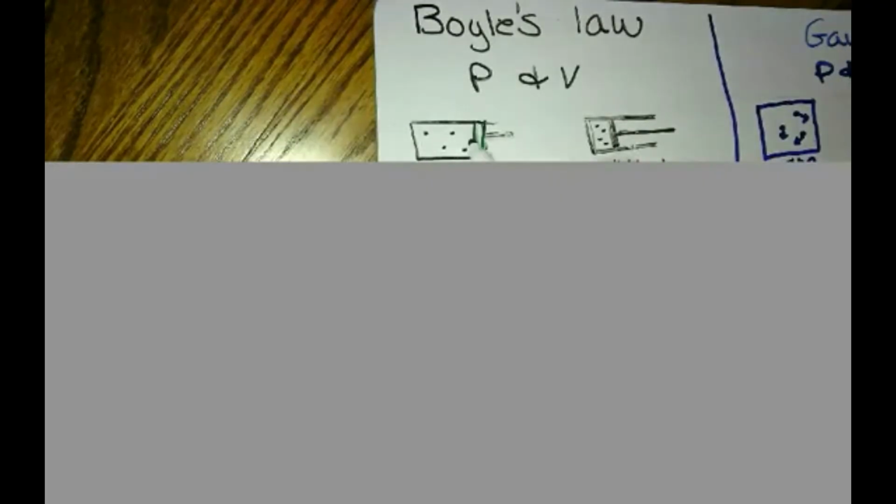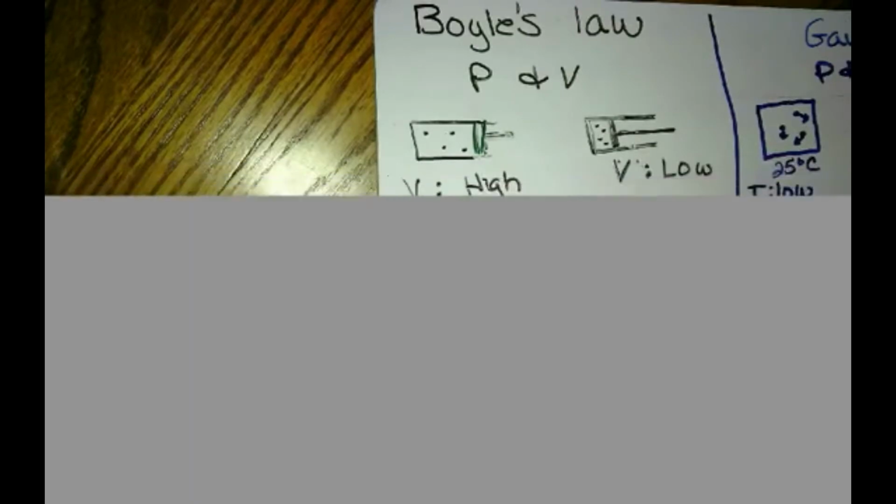Here would hit the side, boom, boom, boom, boom. Here, same speed, boom, boom, boom, boom, boom, boom. But with less distance to travel, I'm going to hit the sides of the container faster. Okay? So what we have is a high volume here, V is for volume, and a low volume here. What does that do to the pressure?